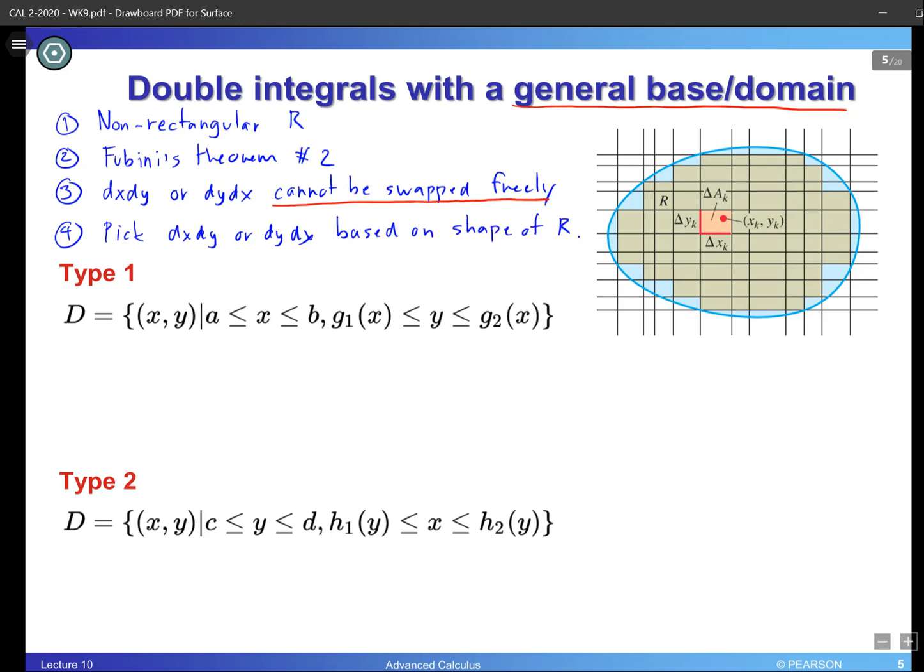Okay, according to Fubini's theorem number 2, the general domains that we are going to deal with today have two distinct types. We have type 1 and type 2 right here. So let's take a look at type 1 and its properties. An integration domain is considered to be type 1 when it has these two properties. So let's take a look at number 1 right here.